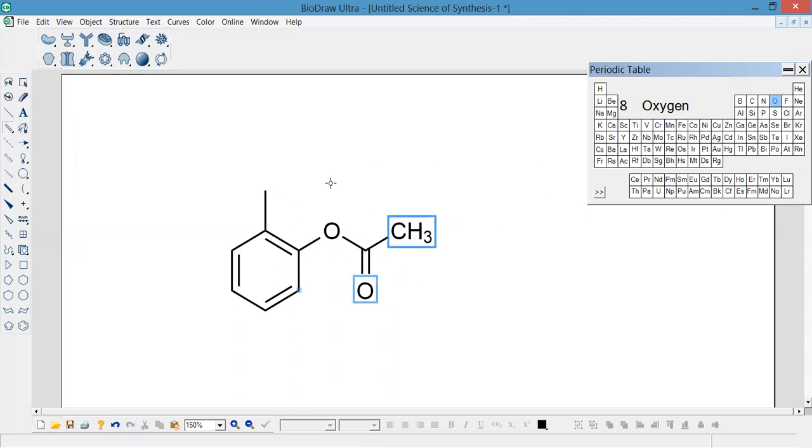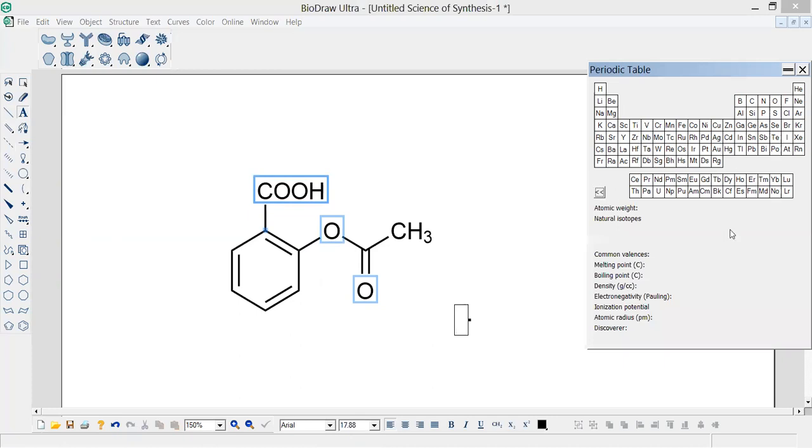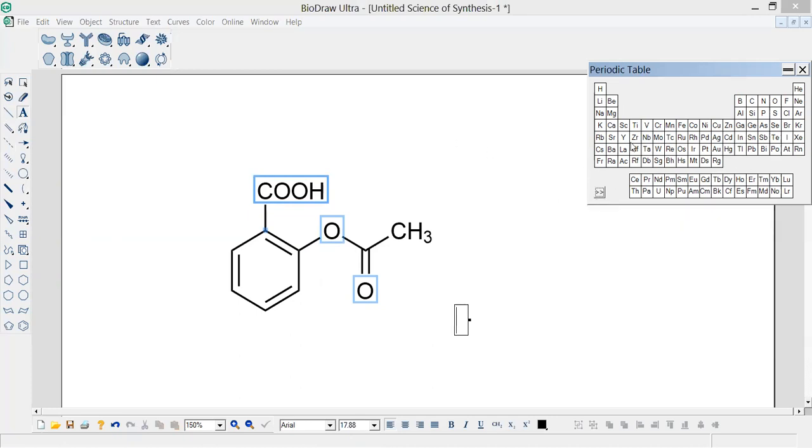Now put the carbon group here, and to this carbon there is an oxygen group. Put the carbon group here and now edit this with oxygen, like this, double bond and OH. This is aspirin, acetyl salicylic acid.